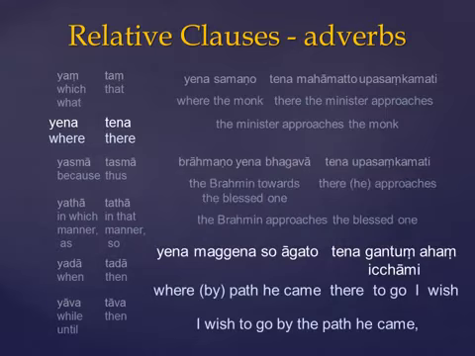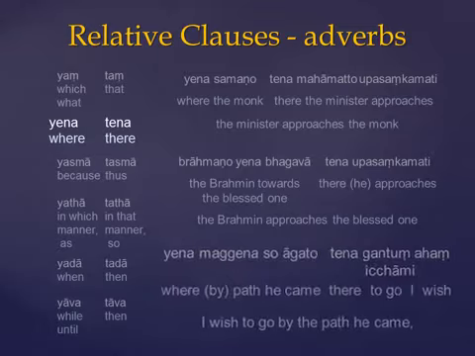Yena magena so agato, tena gantung ahang ichami. Where by the path he came, there to go I wish. So we know that the destination, the path by which he came, is the object of the verb of motion, to go. So we can rearrange this: I wish to go by the path he came.